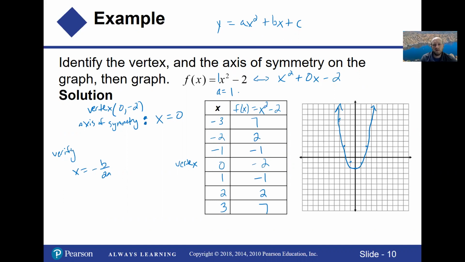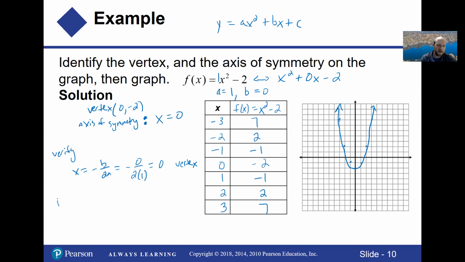What is the b term? The b is 0. You could have c in here too; c is -2, but it doesn't really matter. When we substitute this in, b is 0 and a is 1, so this is going to end up being 0. So the x value of the vertex is 0. I just verified that.